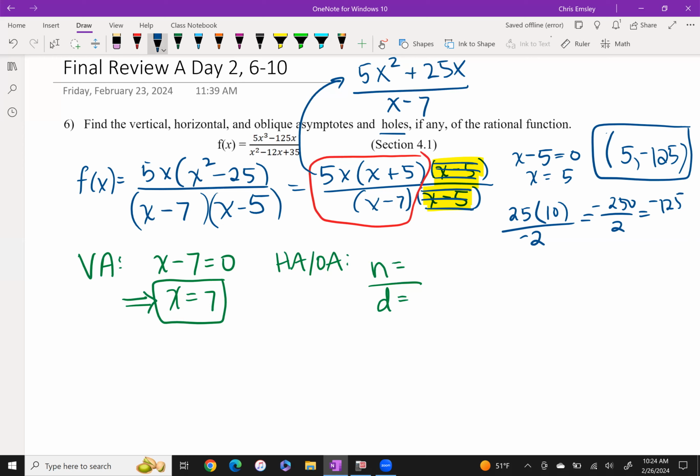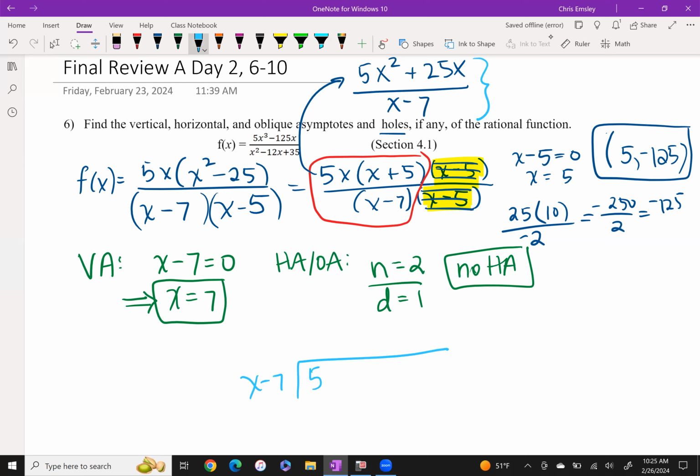The degree of the top, that means, is 2 because of that x squared. The degree of the bottom is 1 because we just have x to the first power. When the top is bigger than the bottom, that means we have no horizontal asymptote, and we do have an oblique asymptote, and we need to perform this division to figure out what that is. You can do that by synthetic division or by long division, whichever you prefer. X minus 7 goes on the outside, and we divide that into 5x squared plus 25x.